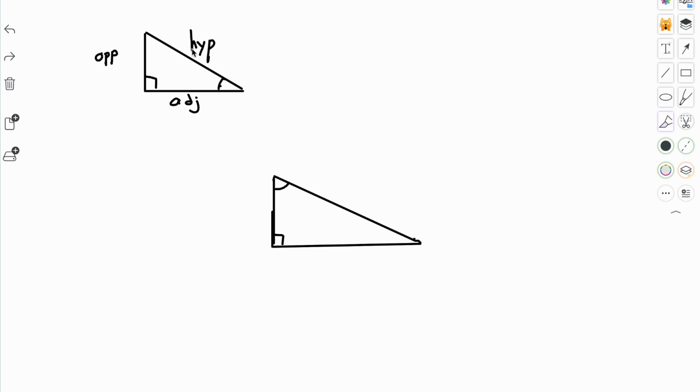So same thing. Let's see. Our hypotenuse is always the longest side. So let's look at the longest side, and it's always opposite of the 90 degrees. So this is our 90 degrees. A square indicates that it's 90 degrees. And we go across from it. So this is our hypotenuse. So first thing, we're going to get our hypotenuse out of the way.